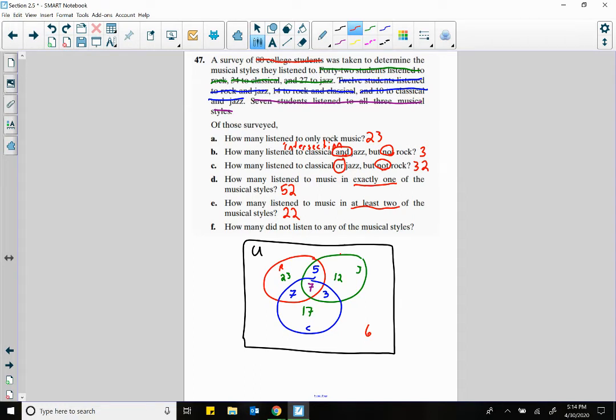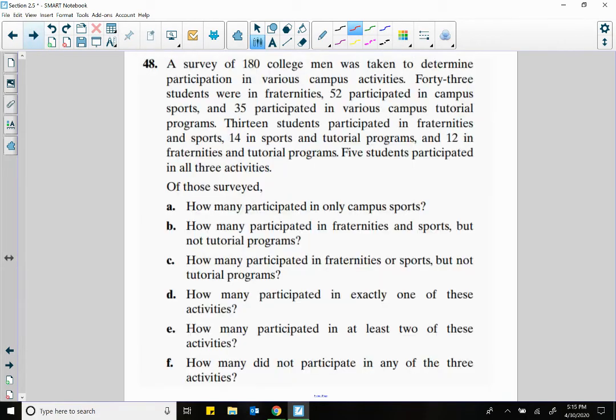How many do not, so complement, listen to any musical styles? Okay? So how many students do not listen to these? Well, that's our universe. It's right there. Final answer is 6. See, not that crazy. You just got to watch out for some of that wording. Remember, ands mean intersection, not means complement, or is a union. Okay? So I got one last problem. Go ahead, try this on your own, and see how well you do.